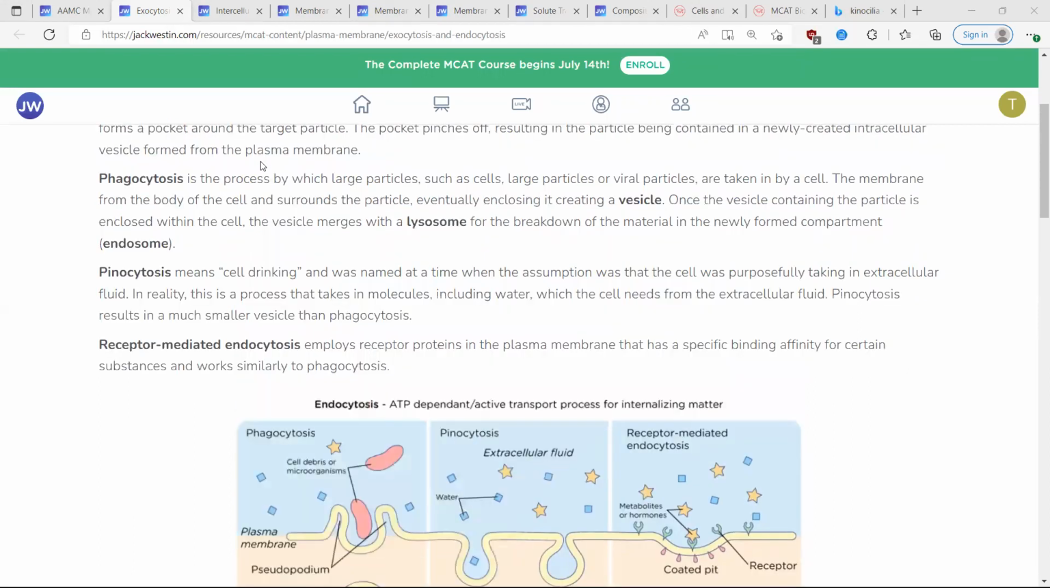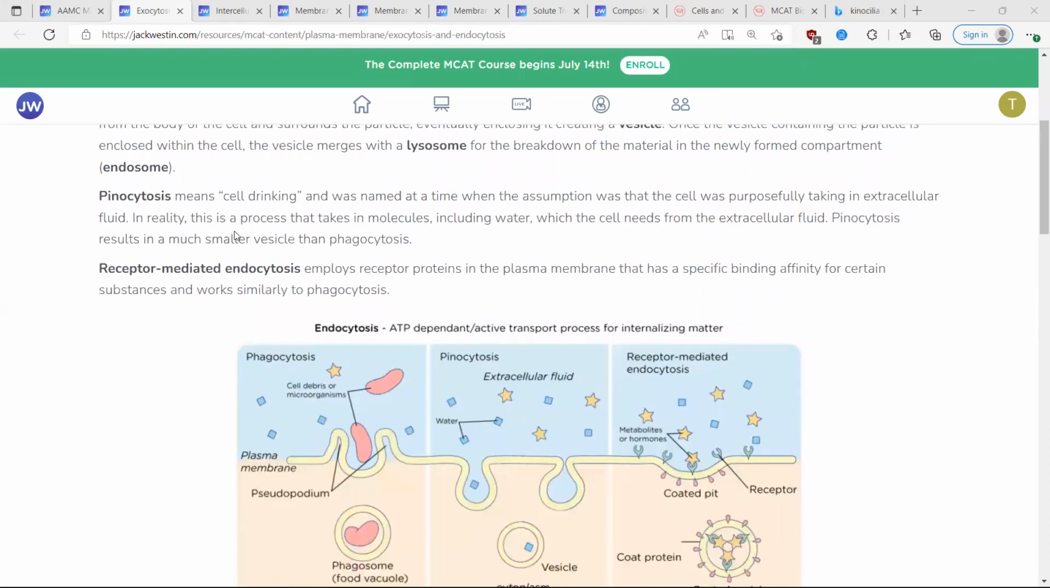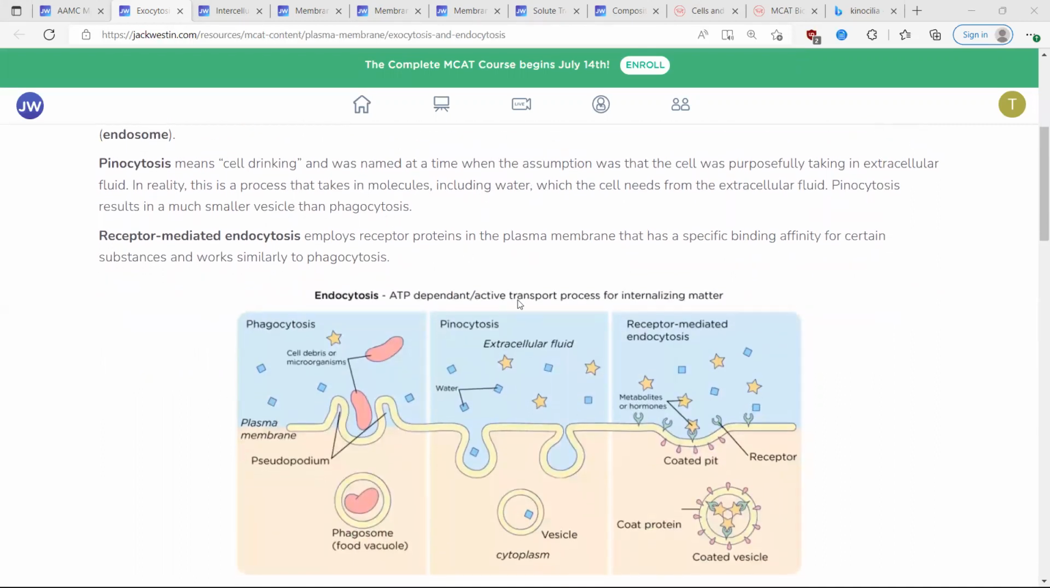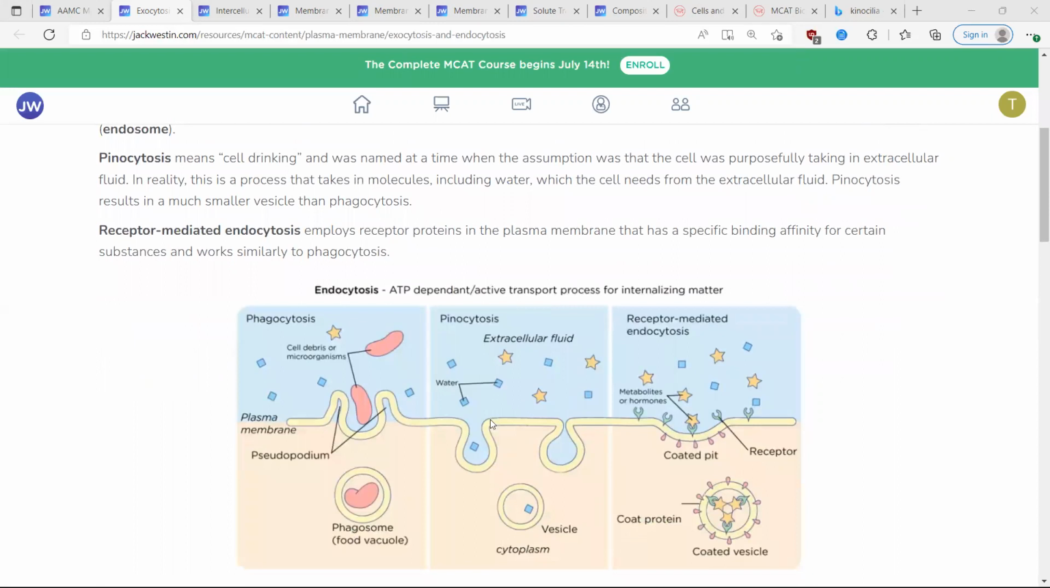Pinocytosis is cell drinking. Phagocytosis is cell eating, pinocytosis is cell drinking, and basically we just take in water molecules this way. Originally they thought that we had to take in water through this, but then we learned about aquaporins and stuff, right?